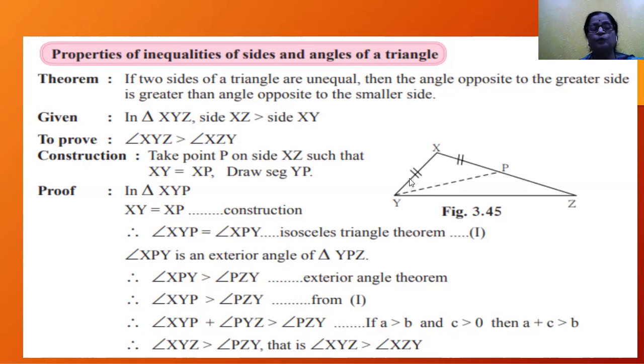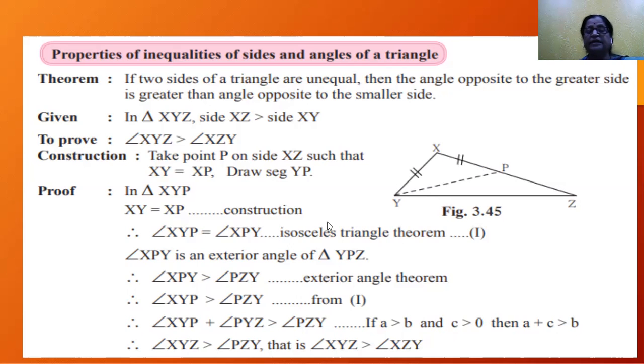Then what we have to prove is that angle XYZ is greater than angle XZY. Before proving, we have to do the construction. In this construction, we take a point P on side XZ, which makes the distance XY equal to the distance XP. Means two sides are equal. We have made XY and XP.